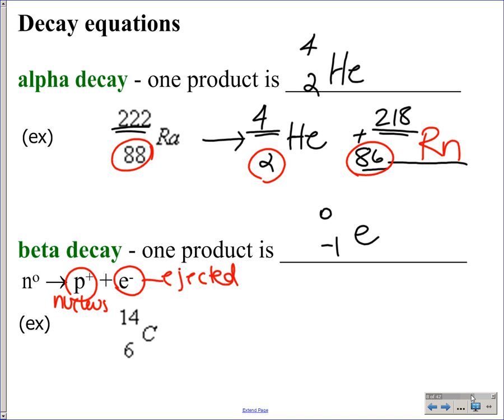But the weird part is that in nuclear chemistry we're talking about electrons coming out of the nucleus, which is the unusual part. Okay, so we've got carbon-14 down here. Carbon-14 has atomic number 6. Whenever an electron is ejected, this is what it looks like.